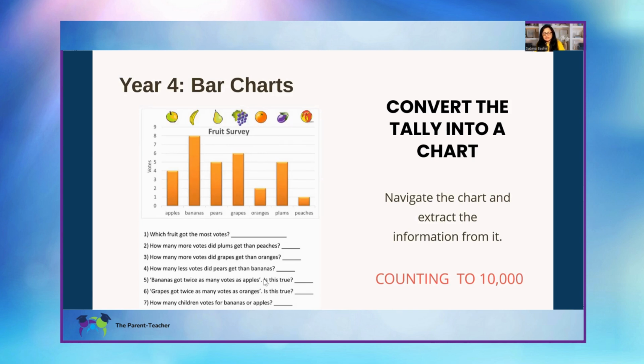As you can see, children need to be able to answer questions from the bar chart, not just create it, not just do a tally. They have to do the whole process of gathering information and tabulating it, and then extracting the information from the bar chart that they produce, and they do that by answering different questions.